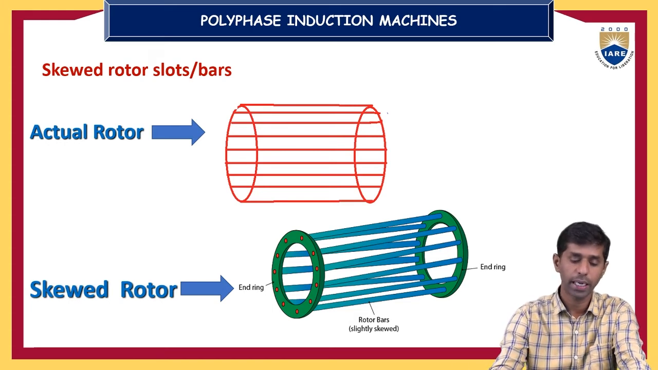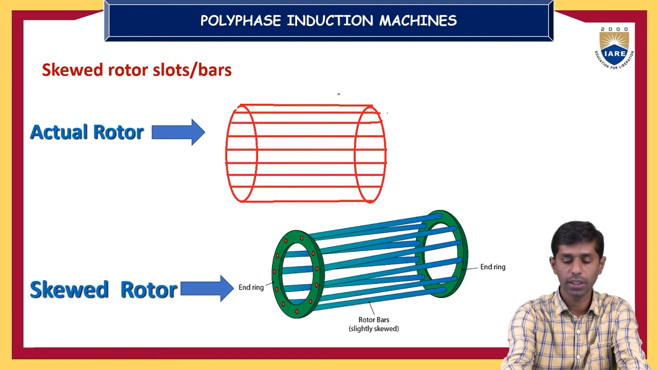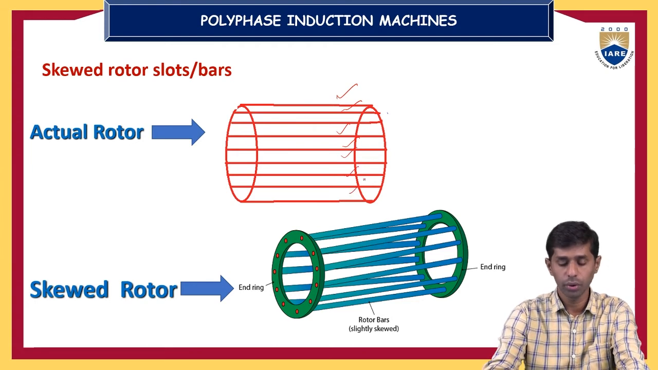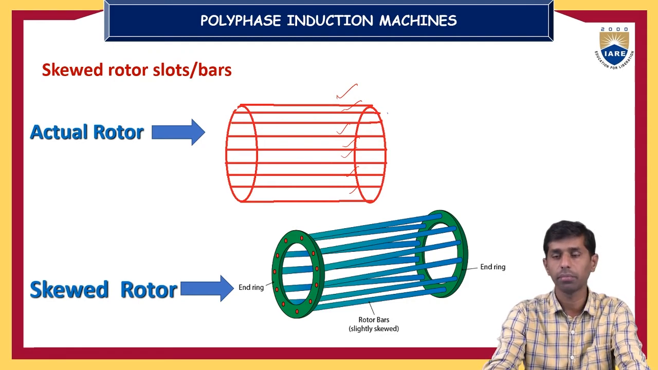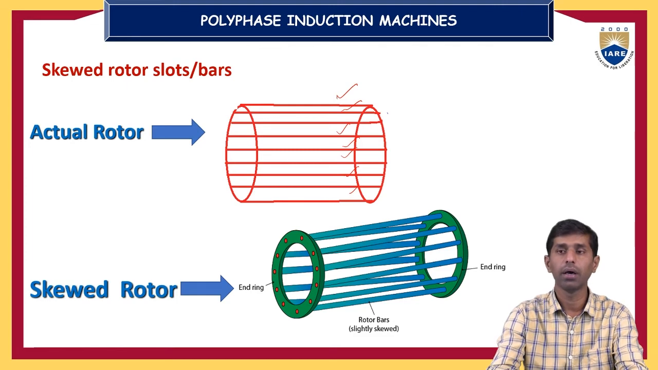Generally, in the actual rotor, the rotor slots are parallel to the stator slots, and here we can see the rotor slots are parallel to the stator slots. Skewing is a process to incline the rotor bars, to incline the rotor windings, that is nothing but twisting of the rotor windings by an inclination angle. So the length of the rotor bar increases because of the skewing.